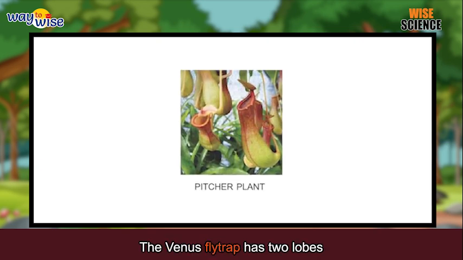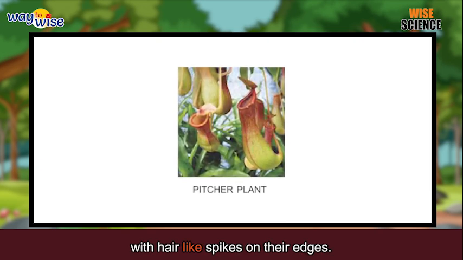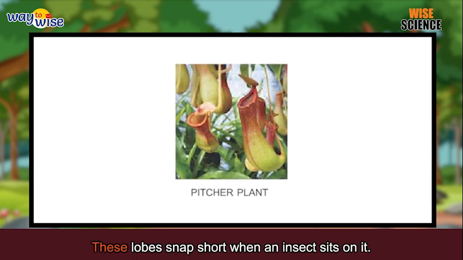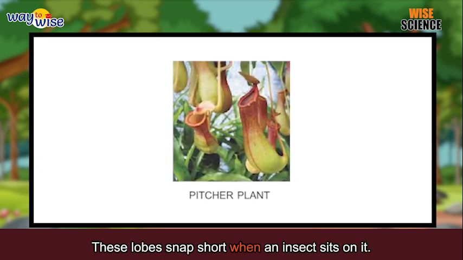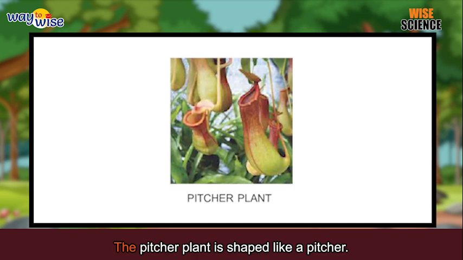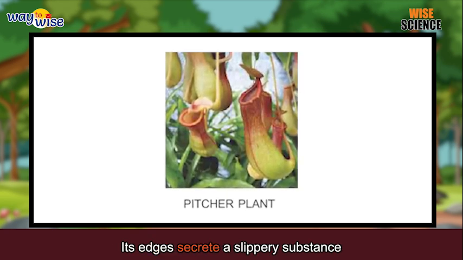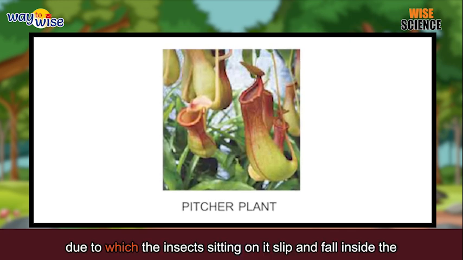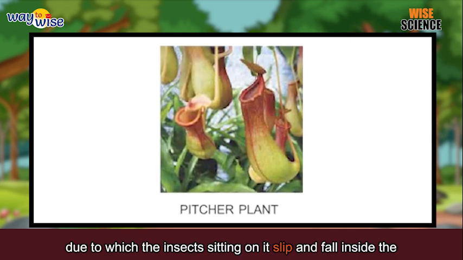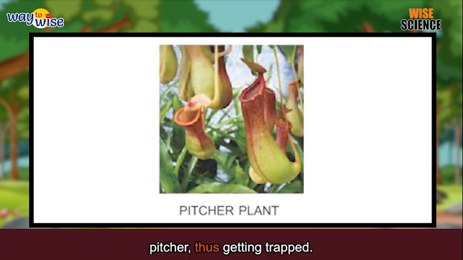The Venus flytrap has two lobes with hair-like spikes on their edges. These lobes snap shut when an insect sits on it. The pitcher plant is shaped like a pitcher. Its edges secrete a slippery substance due to which the insects sitting on it slip and fall inside the pitcher, thus getting trapped.